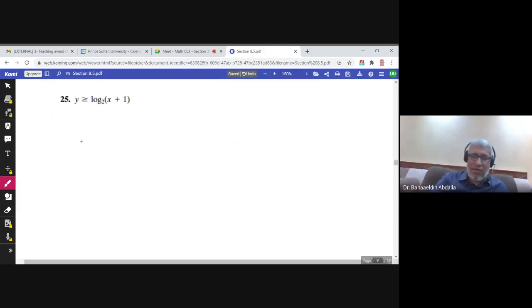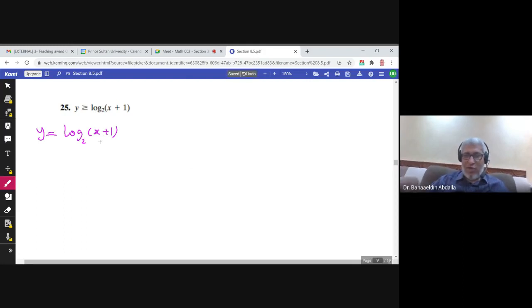Let us end our lecture today by graphing this inequality. If we change greater than to equal, we will have log of x plus 1 to the base 2. Now, what is the graph of y equals log x to the base 2? We know that the graph of the logarithmic function to the base 2 is just like this. But we will take it 1 unit to the left. So x plus 1, if you make it 0, then x equals negative 1. That's the vertical asymptote.